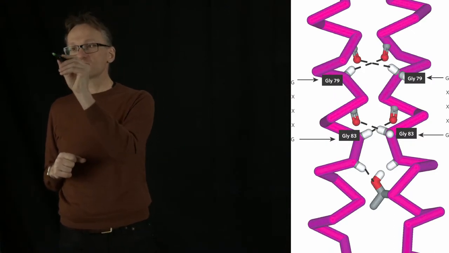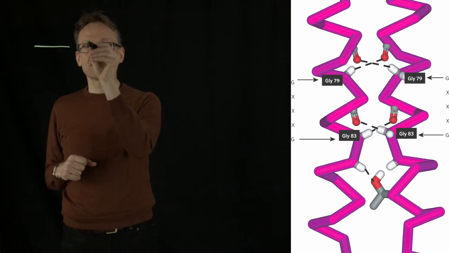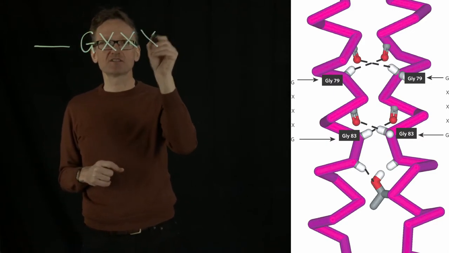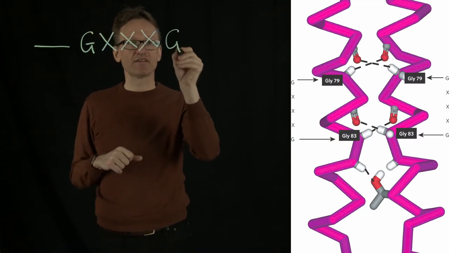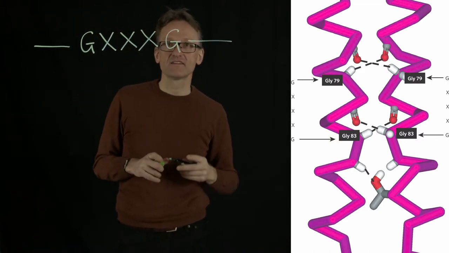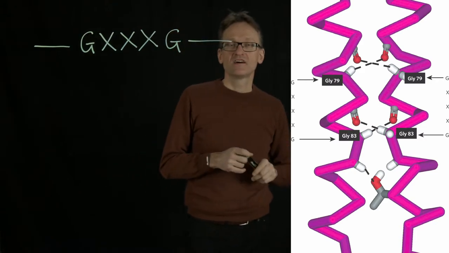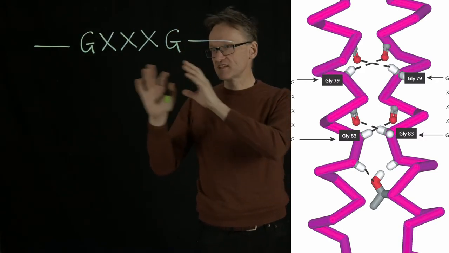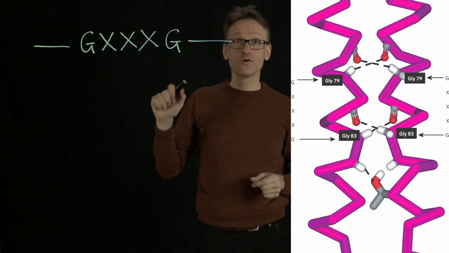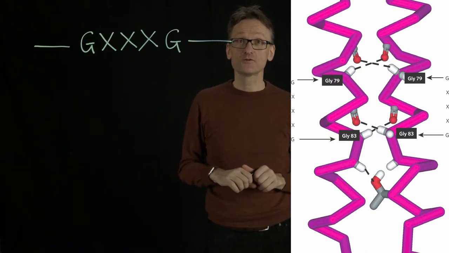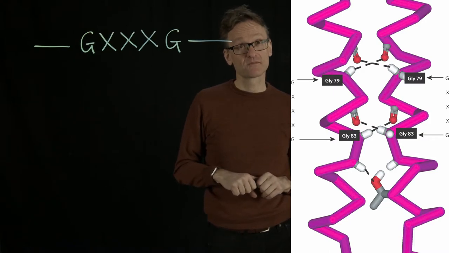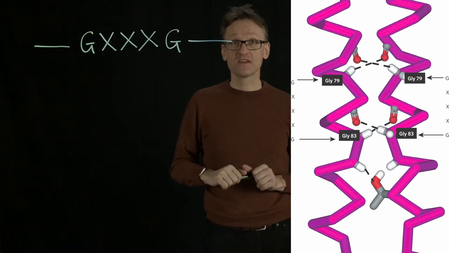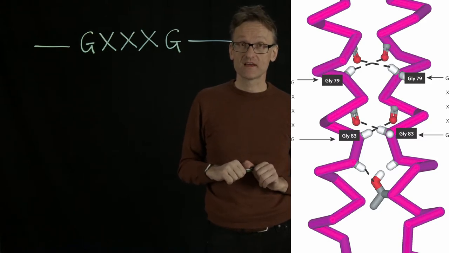And that means that you have pretty much any amino acids, and then you must have a glycine. And then you can have three other amino acids, but it has to be exactly three. And then you must have a glycine again, and then the chain continues. It turns out that this forms an alpha helix. If you know something about the alpha helices, how many residues are there per turn in a typical alpha helix? 3.6. So in practice, these two glycines are going to be roughly on the same side of an alpha helix.